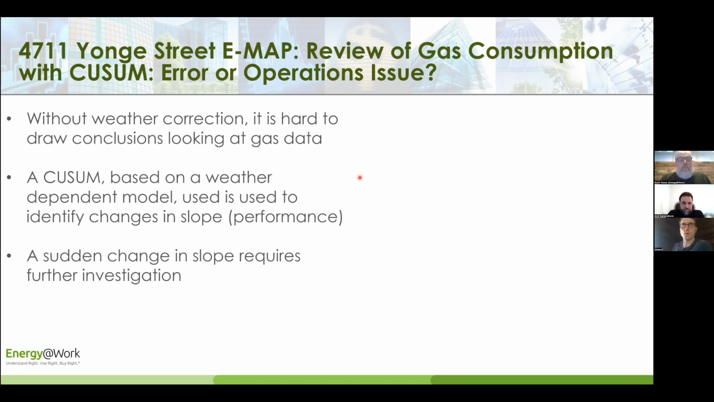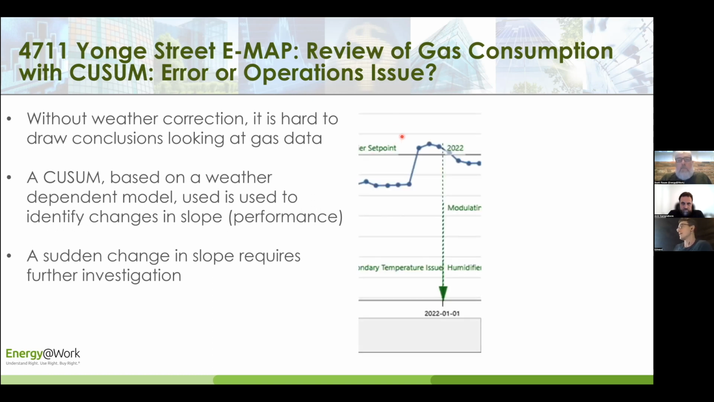Without weather correction, it's really hard to draw conclusions from looking at natural gas data, just because of how tied it is to weather fluctuations. So a Q sum is really helpful for cutting through that noise and helping to identify changes in building consumption that are not purely dependent on the outdoor air temperature. What we can do is look at the slope of the Q sum and see if there's a drastic change, either up or down. We know that's something that requires further investigation.